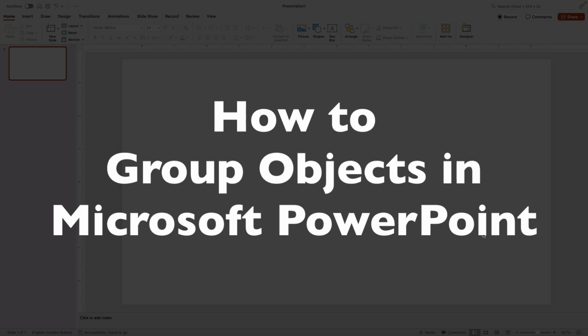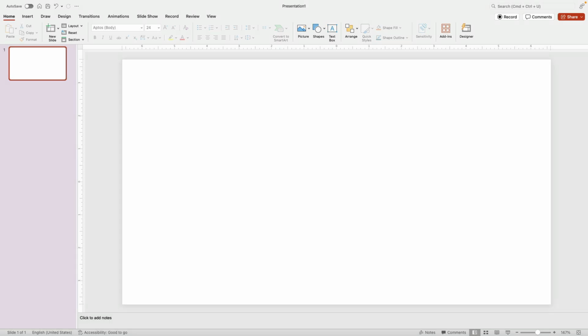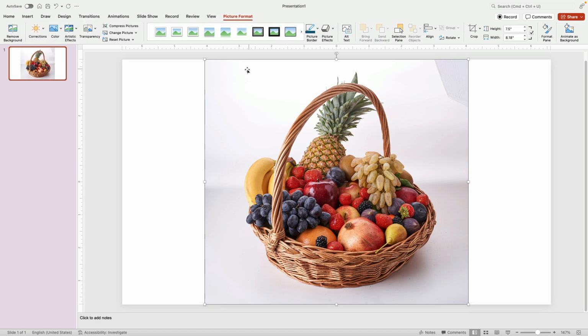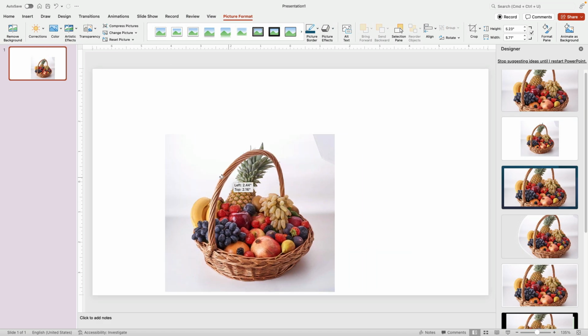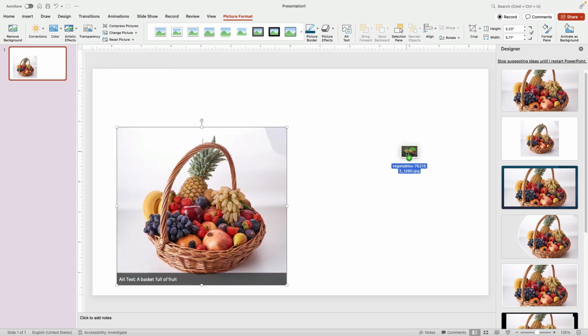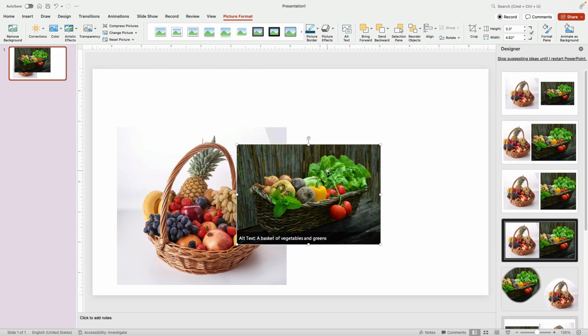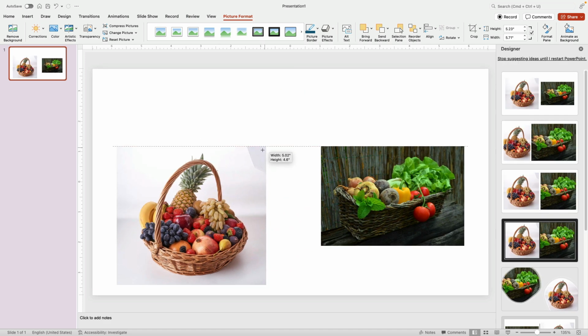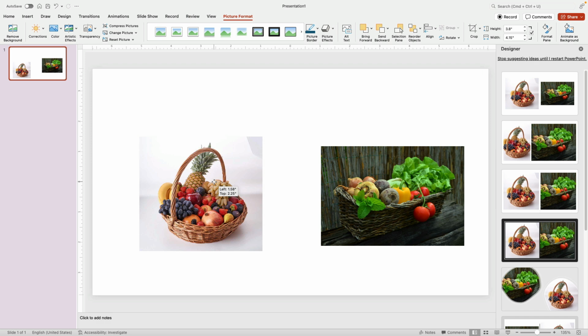In this video, I'm going to show you how you can group different objects together in Microsoft PowerPoint. Here I have a presentation, and let's suppose I have this picture of fruit, and then I have this picture of vegetables, and I want to enclose them in a box and then group them together.